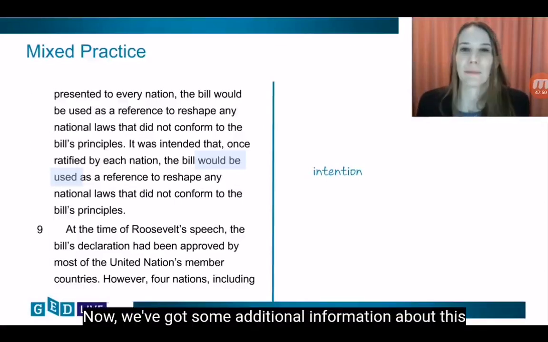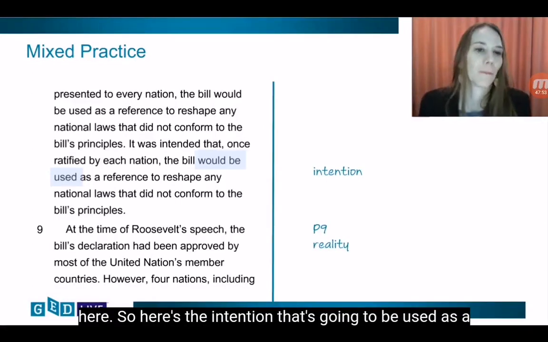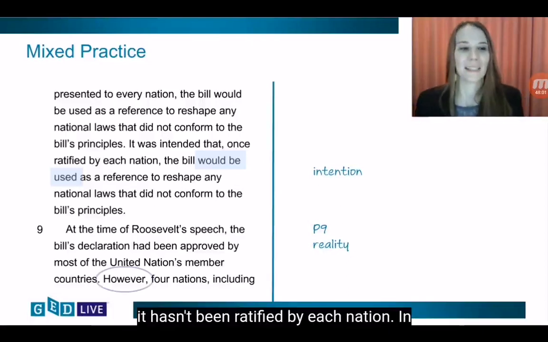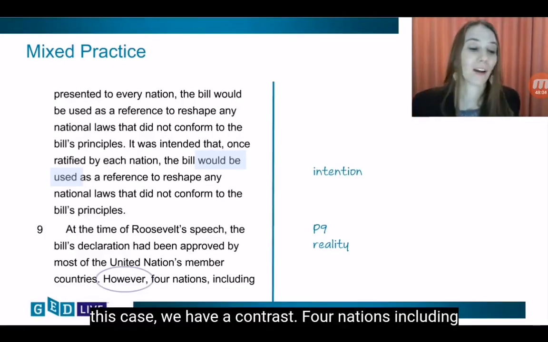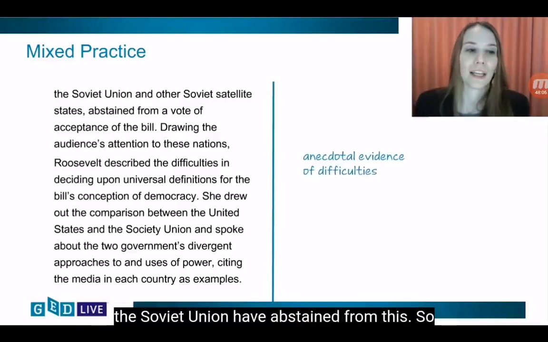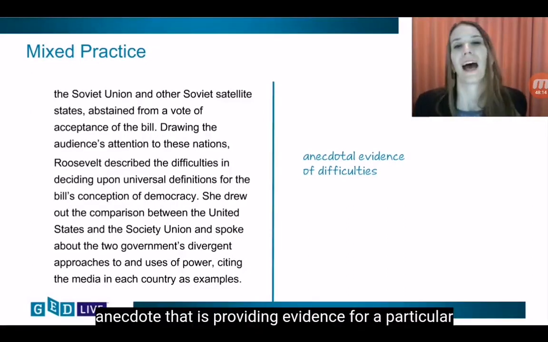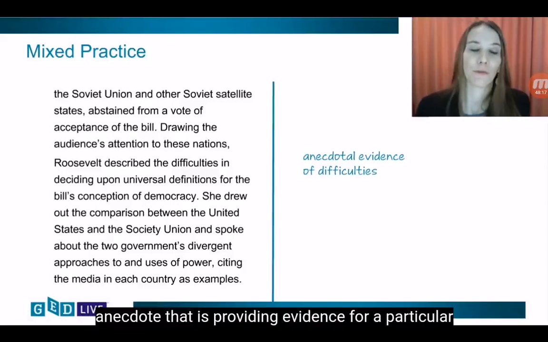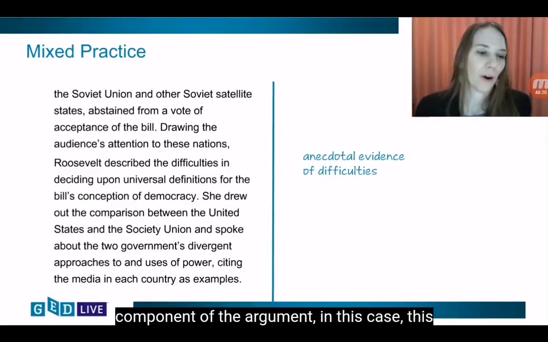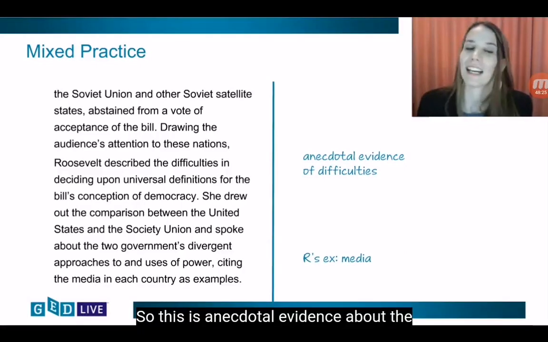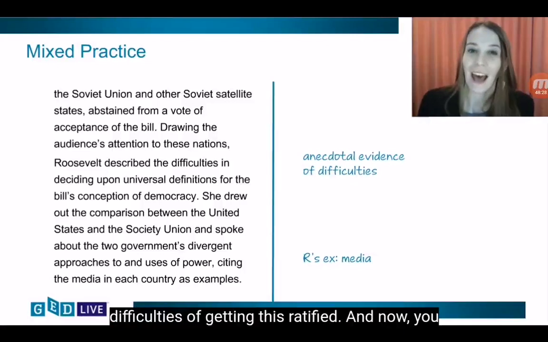Now, we've got some additional information about this here. So here's the intention: it's going to be used as a reference. However, we've got a contrast. In reality, it hasn't been ratified by each nation. Four nations, including the Soviet Union, have abstained from this. So this is anecdotal evidence. This is kind of a story or an anecdote that is providing evidence for a particular component of the argument. In this case, this is showing some of those difficulties. So this is anecdotal evidence about the difficulties of getting this ratified.